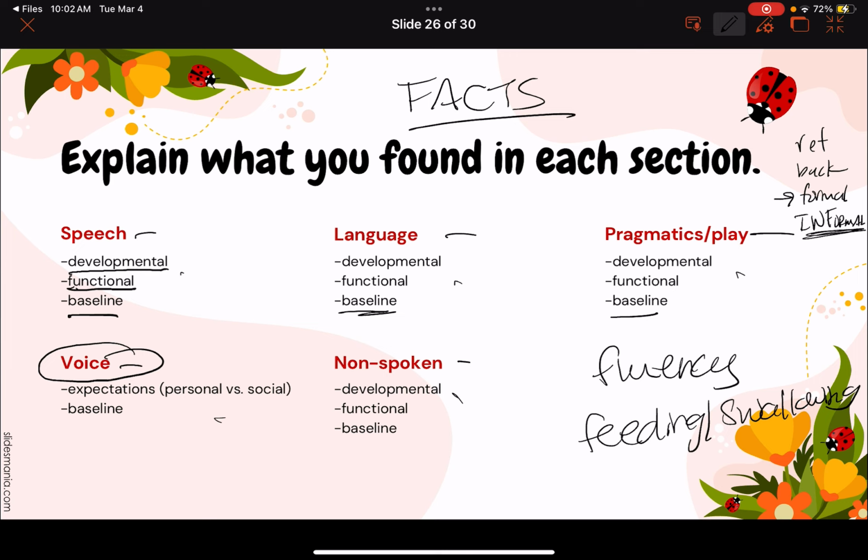And you get that information. That's going to be in your background information. That's going to be your case history, talking to the family, talking to the client. How were they functioning before and where are we functioning now? So that's just facts.